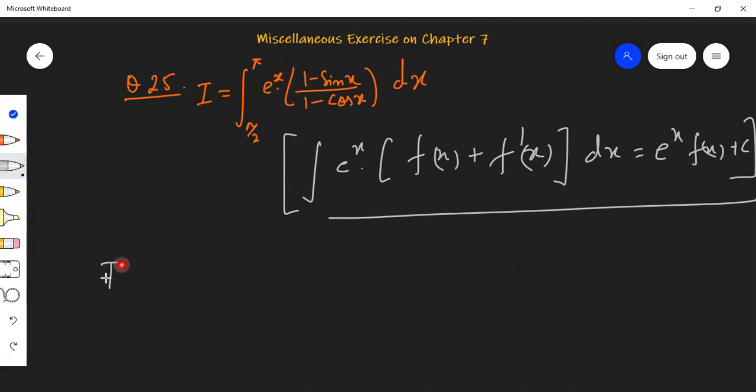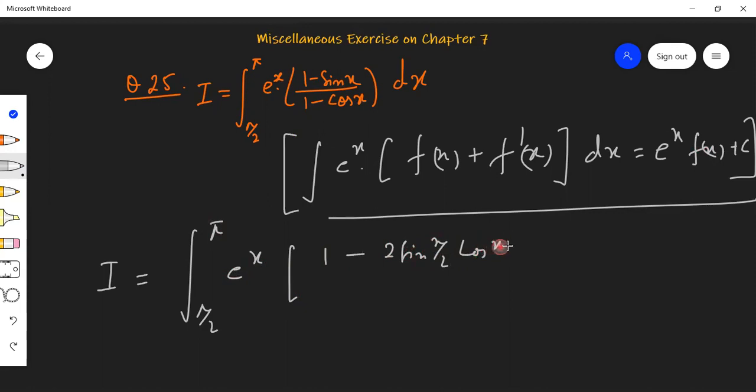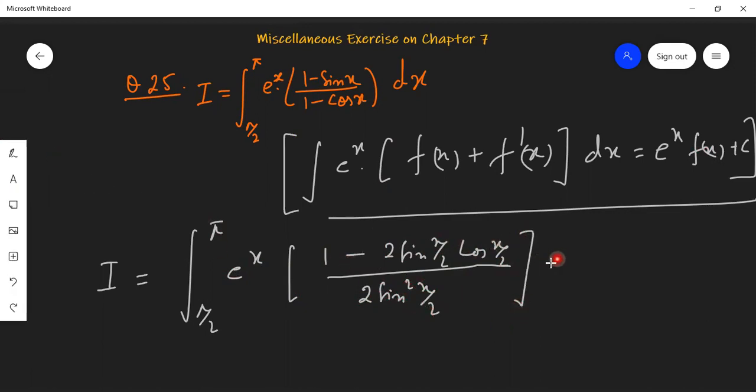If I copy it here, I is equal to the integration from pi by 2 to pi, and we have e to the power x. And inside the bracket, one is as it is, and sine x can be written as 2 sine x by 2 cos x by 2 using the half angle formula. And in the denominator, 1 minus cos x can be written as 2 sine squared x by 2. Again, this is a half angle formula we have learned in trigonometry. So here we go.